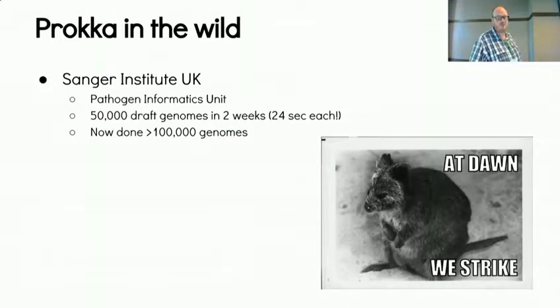So people are using Prokka. The Sanger Institute is using it. They've annotated 100,000 genomes with it so far, which is pretty impressive. And they told me originally that they did 50,000 genomes in 2 weeks, which they calculated took 24 seconds a genome to annotate. They must have a very good cluster because I can't reproduce that.